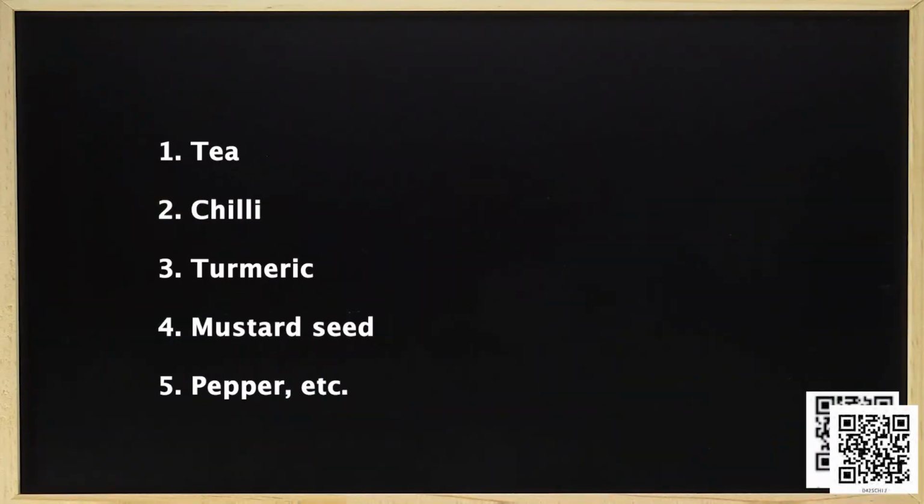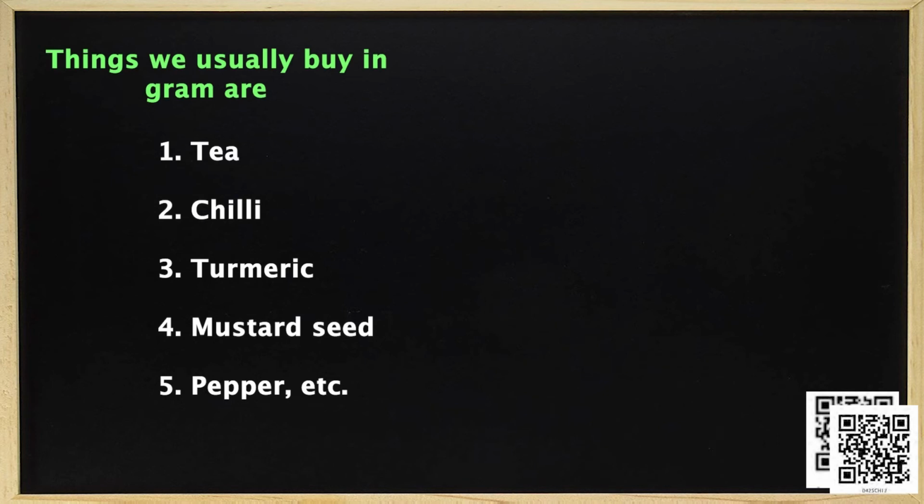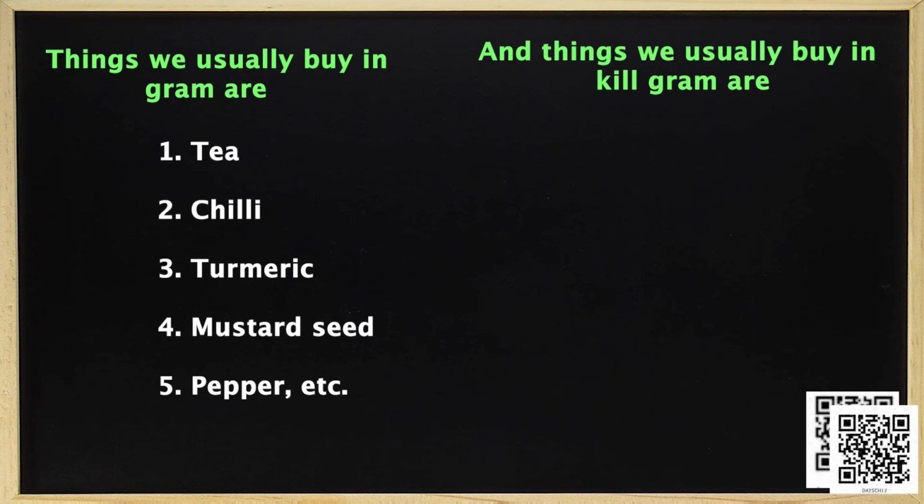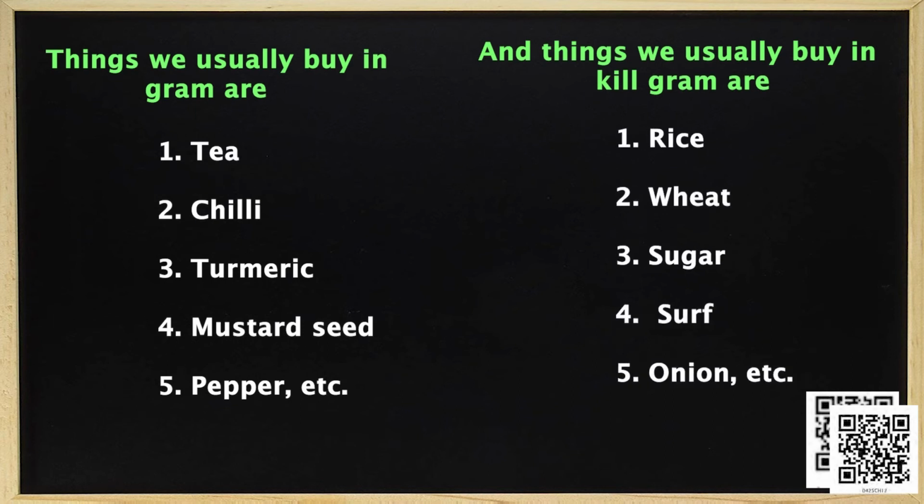Dear students, when you go with your parents to the market to purchase some grocery items, your parents buy some items in kilogram and some in gram. Try to make a list of items that we purchase in gram and a list of items that we purchase in kilogram. Things we usually buy in grams are tea, chili, turmeric, mustard seed, pepper, etc. And things we usually buy in kilogram are rice, wheat, sugar, syrup, onion, etc.